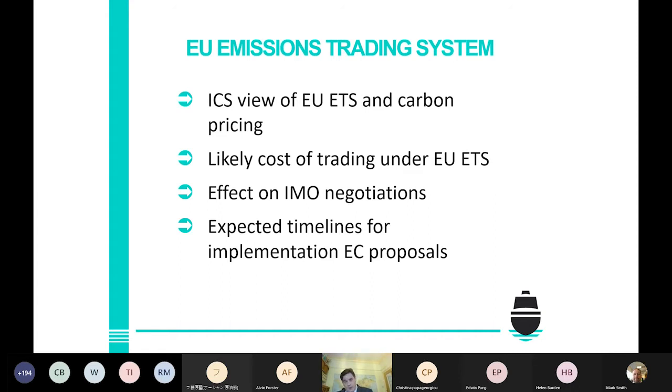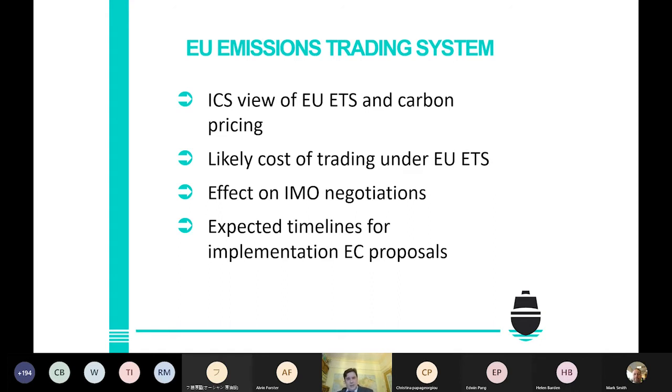And then just to emphasize our commitment to carbon pricing, ICS with Intercargo just last week made a comprehensive proposal to IMO setting out how a global fuel levy could work across the global industry.